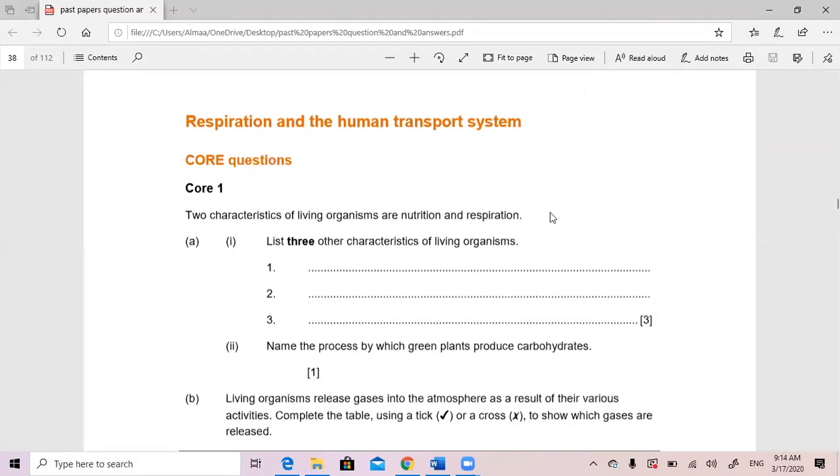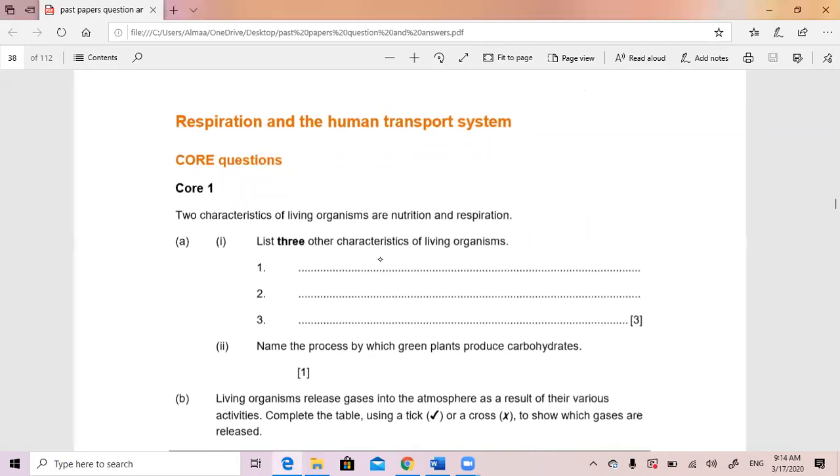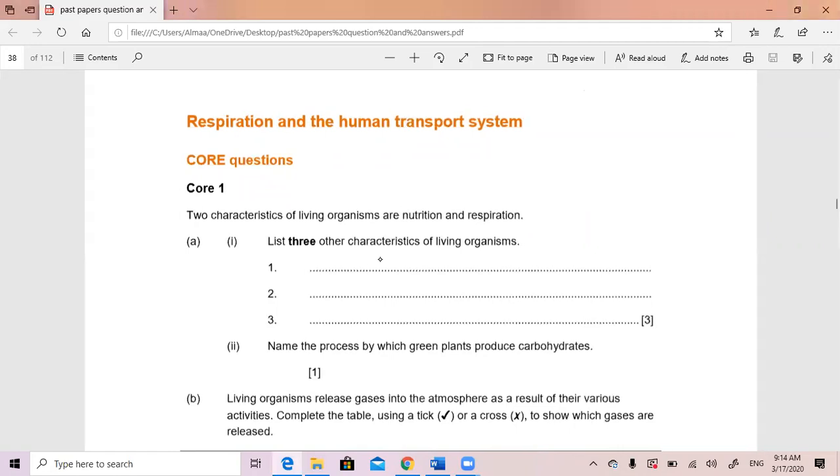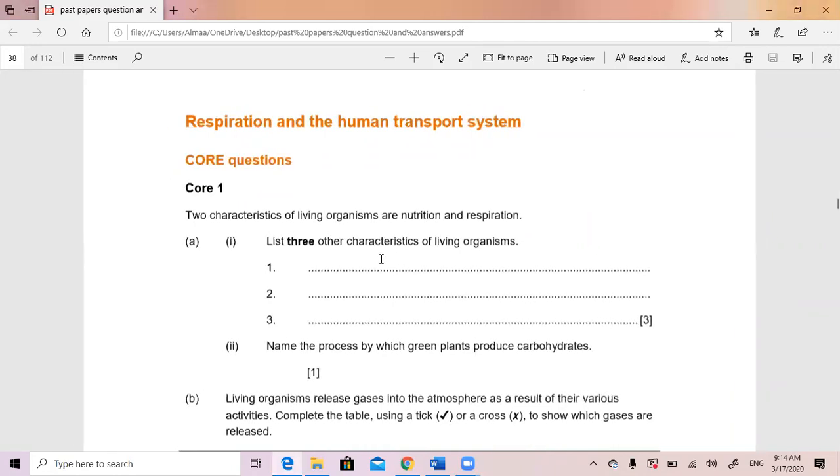So now about the core of your syllabus in school, respiration and the human reproductive system. Number one, we have two characteristics of living organisms: nutrition and respiration. Let's say three other characteristics of living organisms. I want three others. Movement. Thanks, movement. And reproduction.